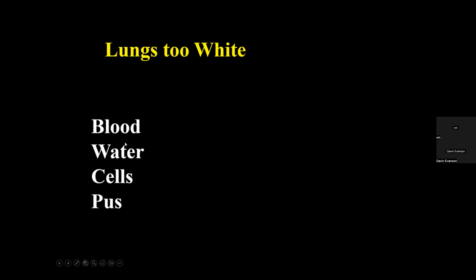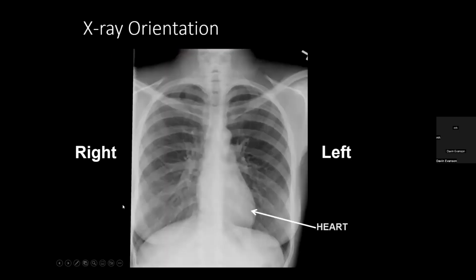That might have been a trauma patient. It might be a pulmonary edema patient. Maybe that was a cancer. Maybe that's a bad pneumonia. Blood, water, cells, or pus.